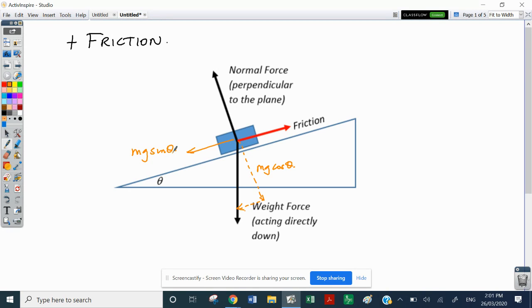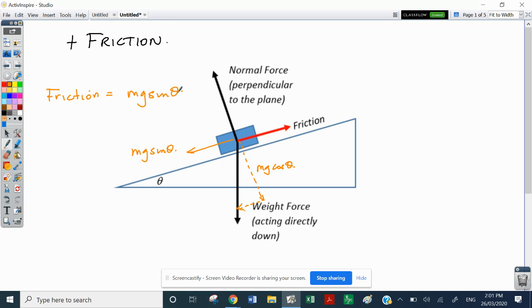If, like in this diagram here, we have this object in the center in static equilibrium, that means that we know that the friction that is going up the plane must equal mg sine theta acting down the plane.